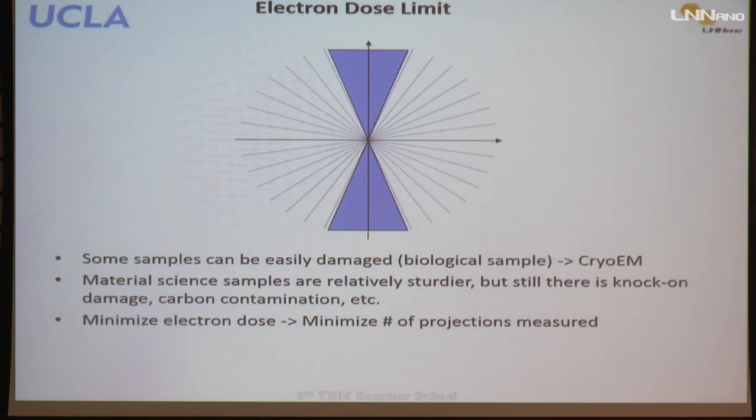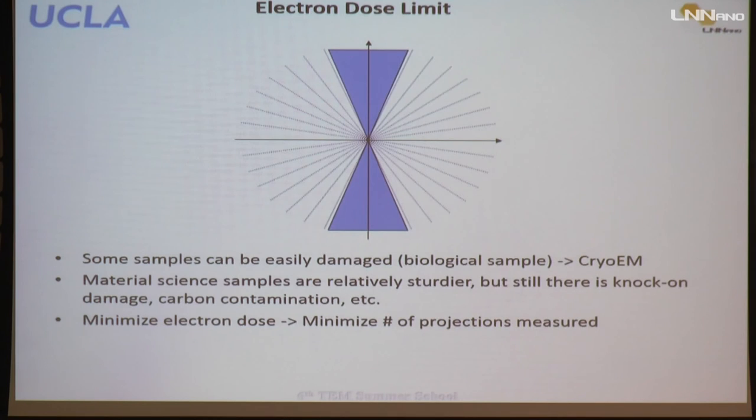And we also have an electron dose limit. Some samples, especially biological samples, can be easily damaged even with a small dose. So we have to do cryo-EM in most cases for high resolution tomography. Cryo-EM will be dealt with in more detail by another speaker, so I will not mention it here.